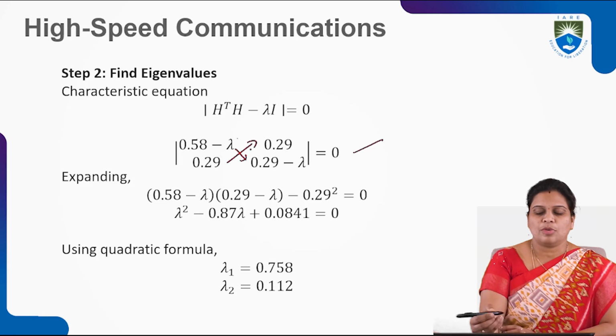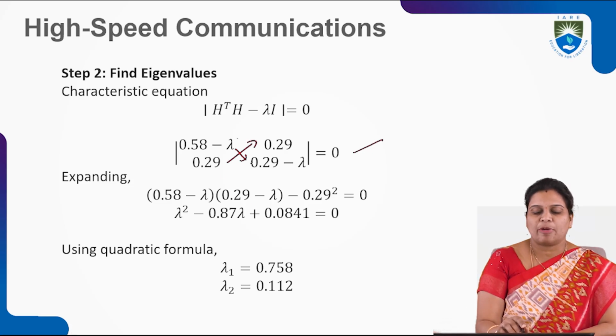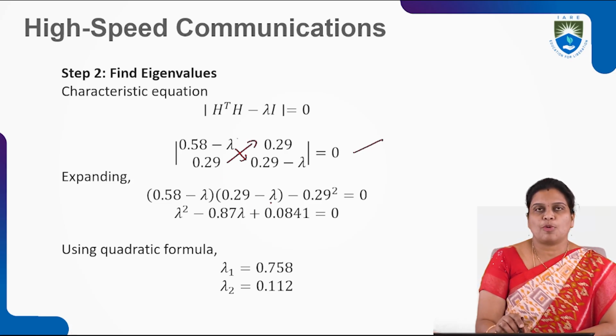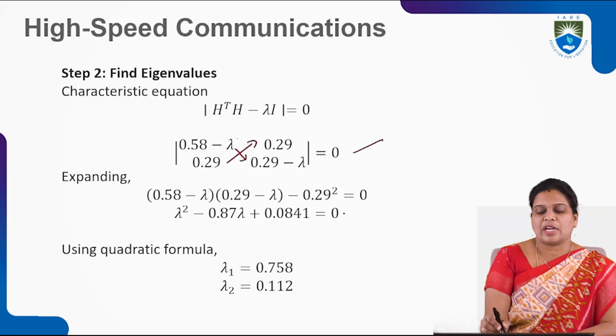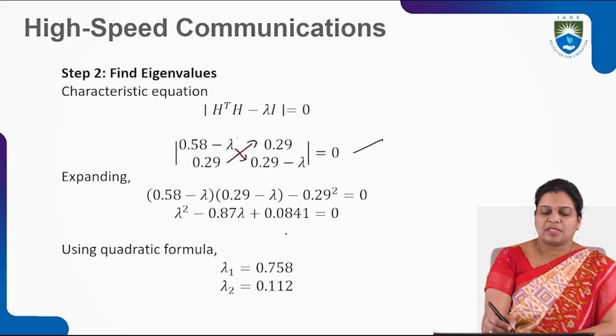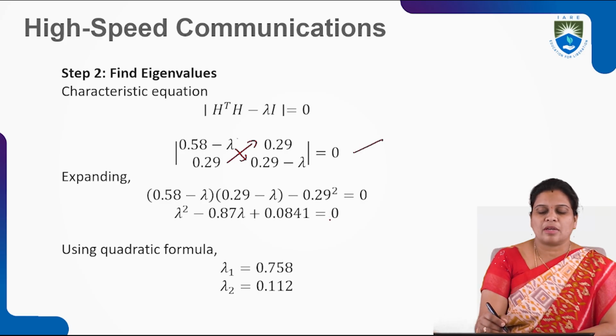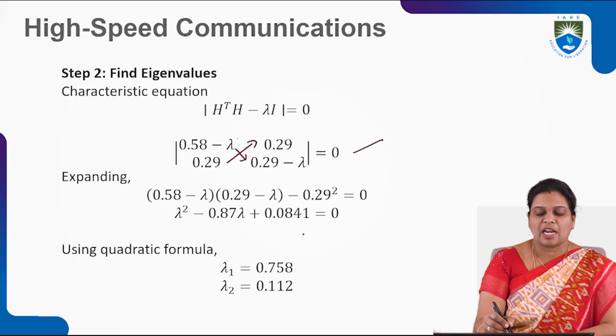This one into this, 0.58 minus lambda into 0.29 minus lambda, minus 0.29 whole square, equal to 0. Based on this, lambda square minus... now simplifying this equation, we get this. So based on this, by using the formula a square minus b square plus 2ab, a square plus b square minus 2ab, next we find the lambda 1 and lambda 2 values.